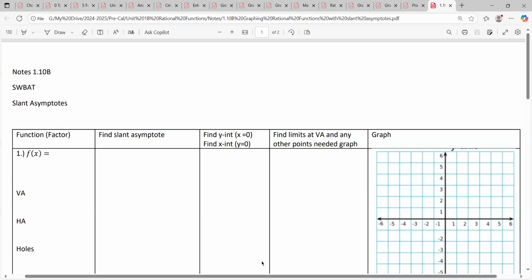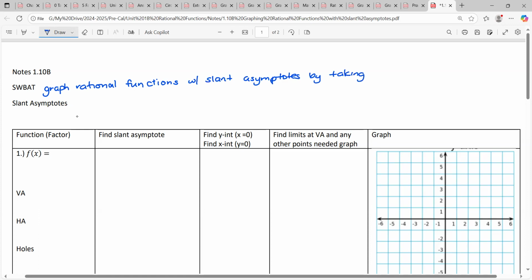Okay. So students will be able to graph rational functions with slant asymptotes. Can we see in the back or do I need to write bigger? We're good?